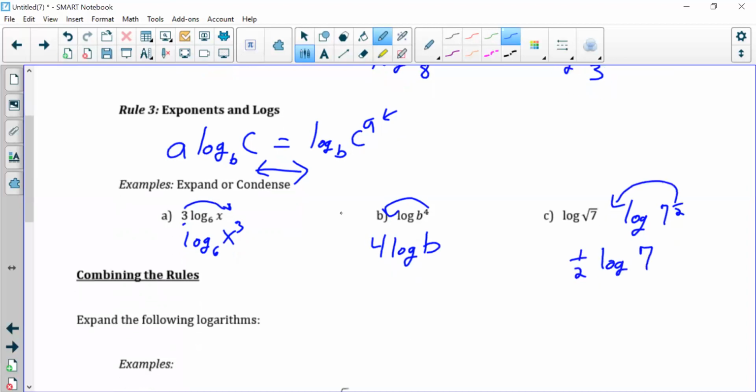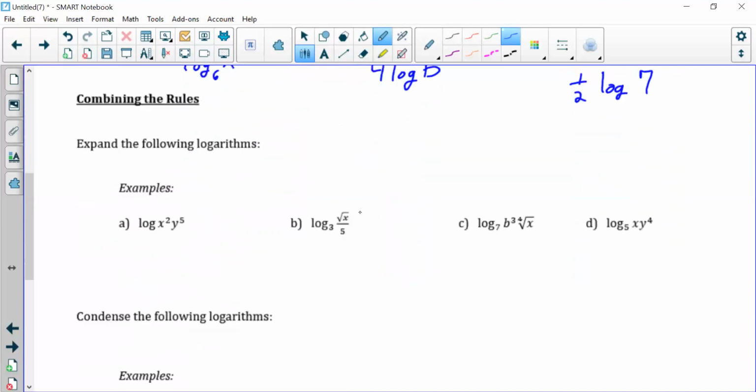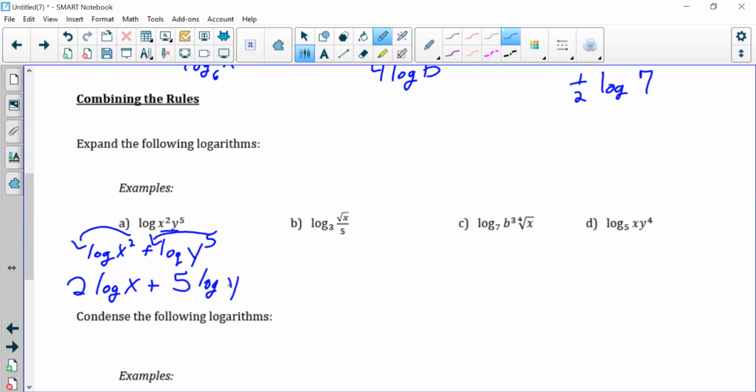All right, now let's see what happens if we do multiple steps at the same time. Okay, so we're multiplying. So let's expand these first. Let's take care of the multiplying first. So the log base 10 of x squared plus the log, still base 10, of y to the 5th. Then we can take our exponents and put them out front. So 2 times the log of x plus 5 times the log of y.